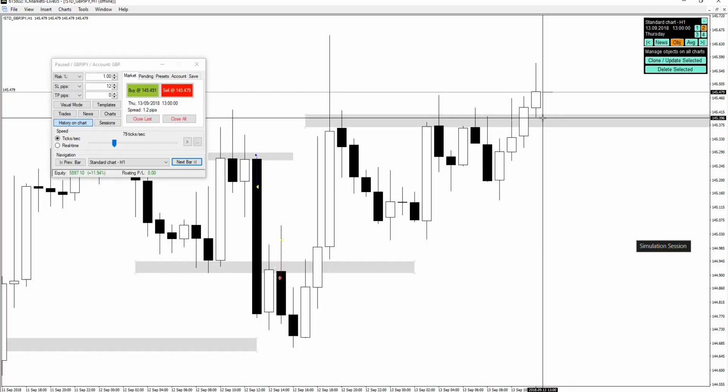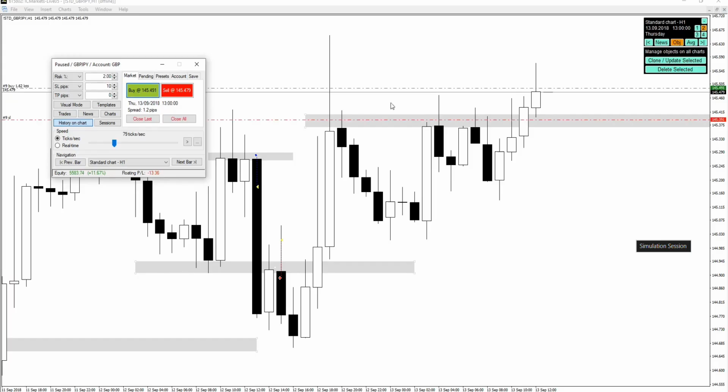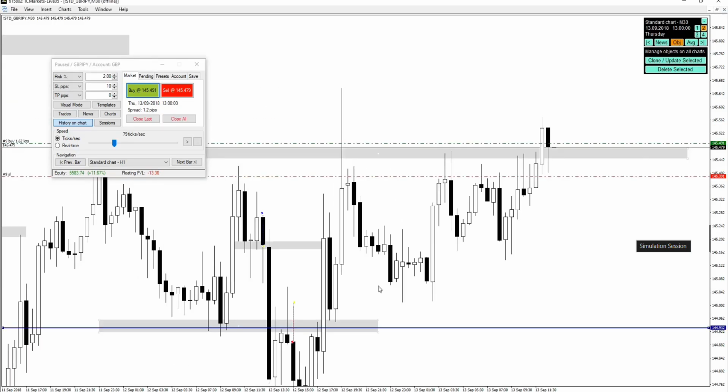But a stop below this previous candle is going to be at what, 145.398, which is, let's say, 9 pips away. Let's make it 10, right? Let's make it like back to 2%. Now, if you look on the 30-minute, the stop is below the 30-minute candle right over here.